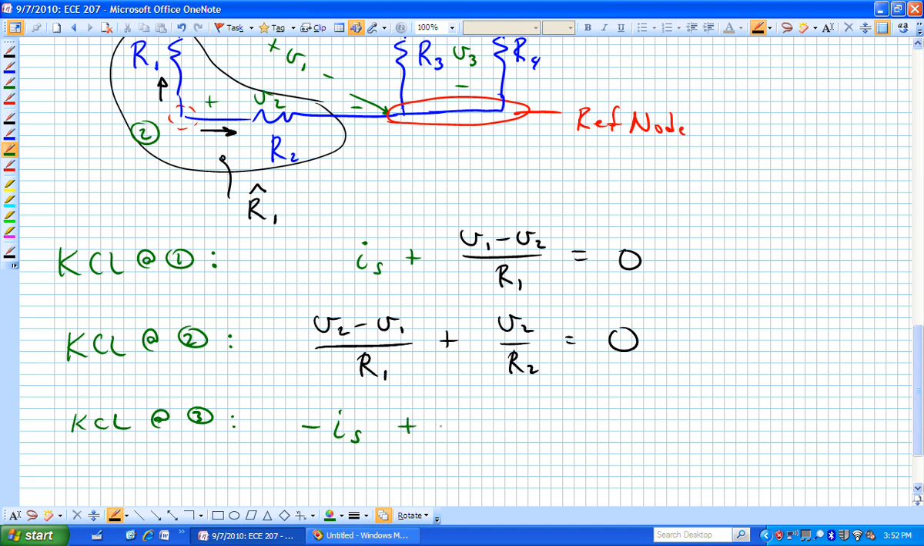We have a current going through R sub 3. We want it to go down to be positive. That's V sub 3 over R sub 3 plus V sub 3 over R sub 4. That's the current going down through R sub 4. That's equal to 0. There's our 3 equations and 3 unknowns.